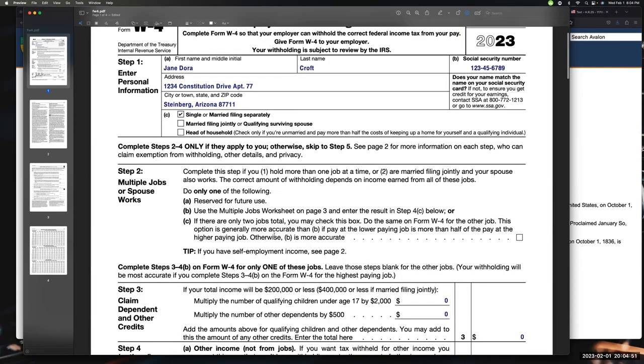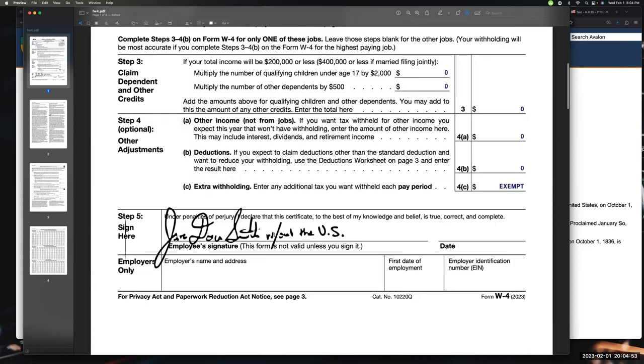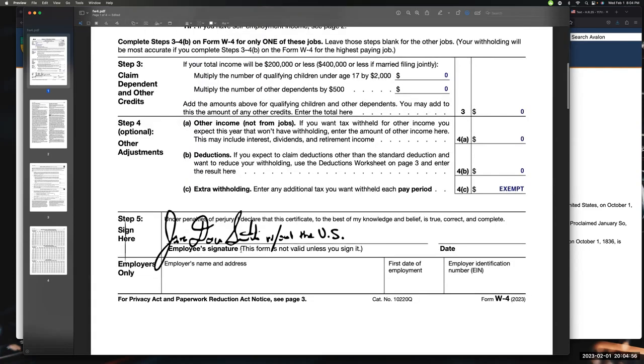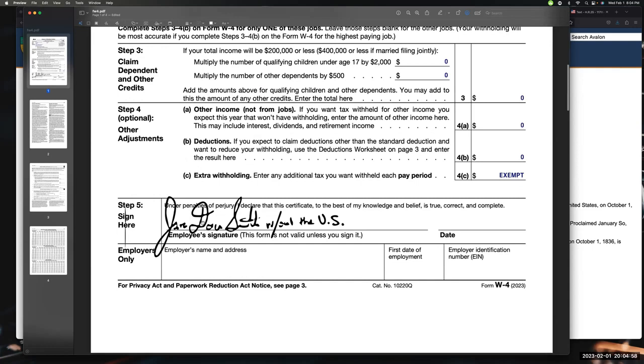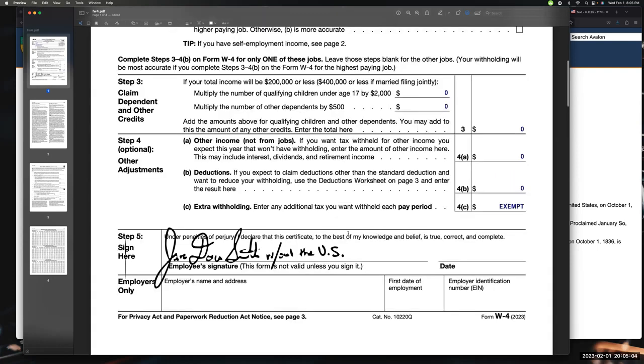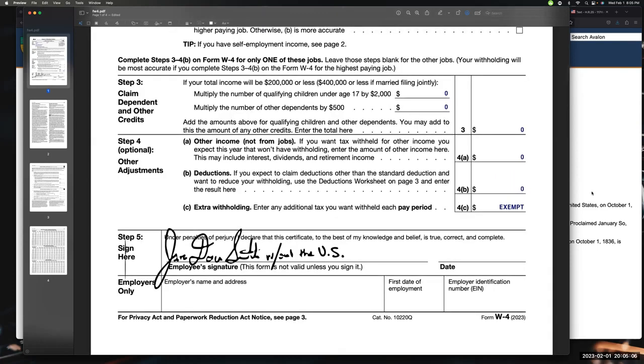So that's how you do the W-4. Now, always sign your name without the United States. Okay. This is good. This is because of the DRAT acknowledgement rules. It says here, under penalties of perjury, I declare that this certificate to the best of my knowledge and belief is true, correct, and complete.